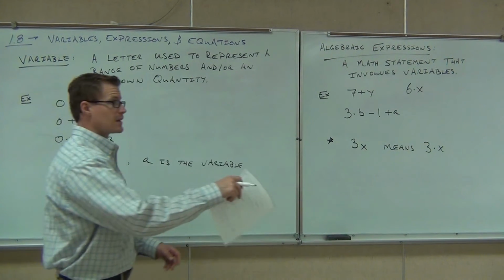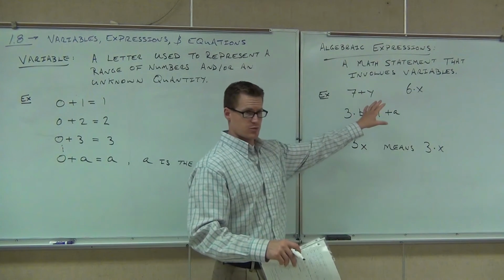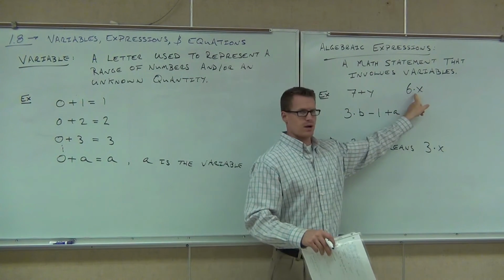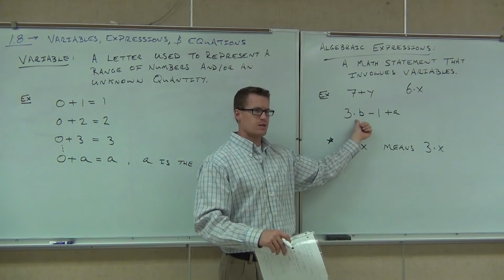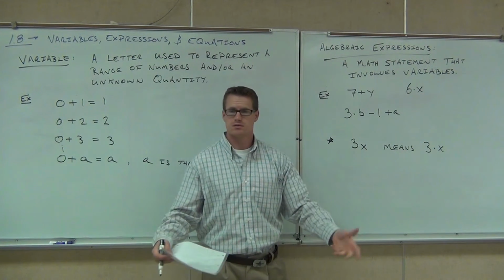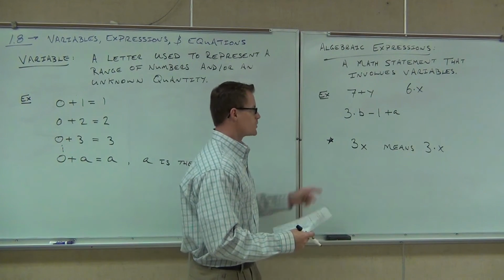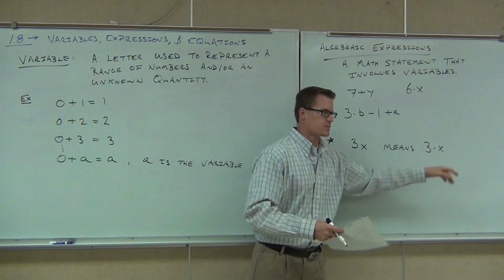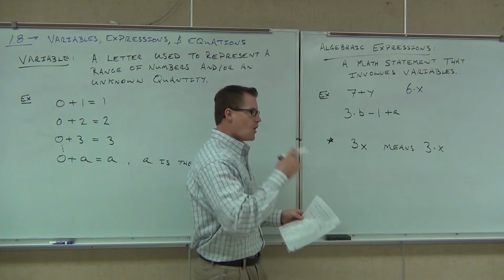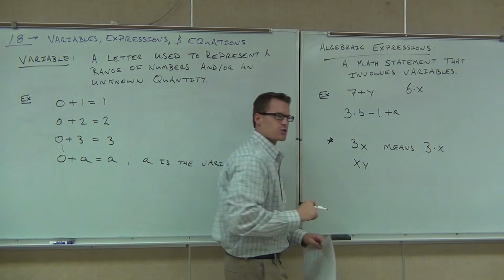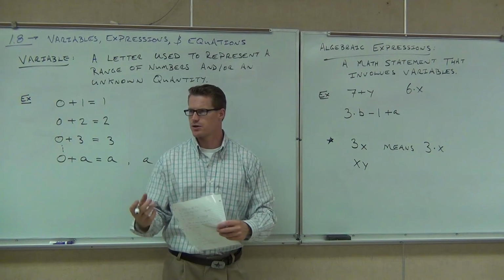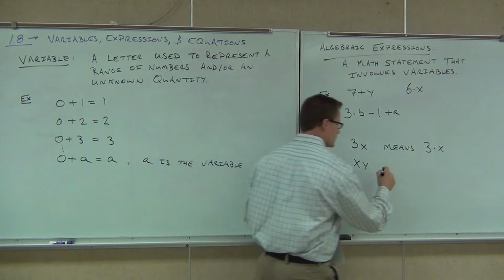So if you look back at these problems that I have up here, these expressions, is there a different way I could write 6 times x? Yeah, just 6x. Great. There's also a different way I could write 3 times b. I could just write it 3b. Perfect. Yeah, that's exactly right. So when we see this, it's synonymous with 3 times x. Also, this works if you have 2 variables right next to each other. We mean there, you're going to take the x times the y.